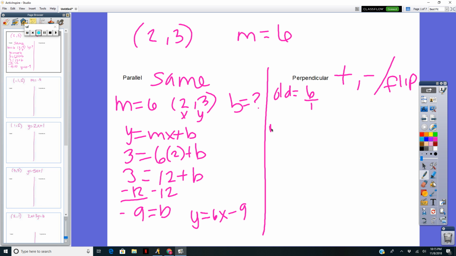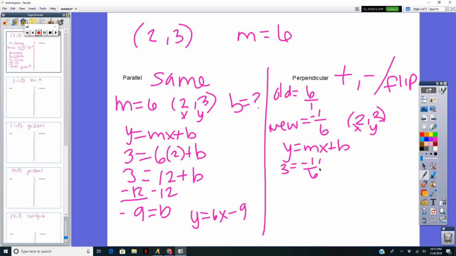Then I'm going to get my new slope, which is going to be 1 over 6, and because our old one was positive, this one is going to be negative. And then I'm still using the same point, (2, 3), and I'm going to substitute it into y equals mx plus b. So y is 3, m is negative 1 over 6, and x is 2, plus b. Now this is going to be a decimal. Negative 1 over 6 times 2 gives me negative 2 over 6, which is negative 1/3 or negative 0.33.